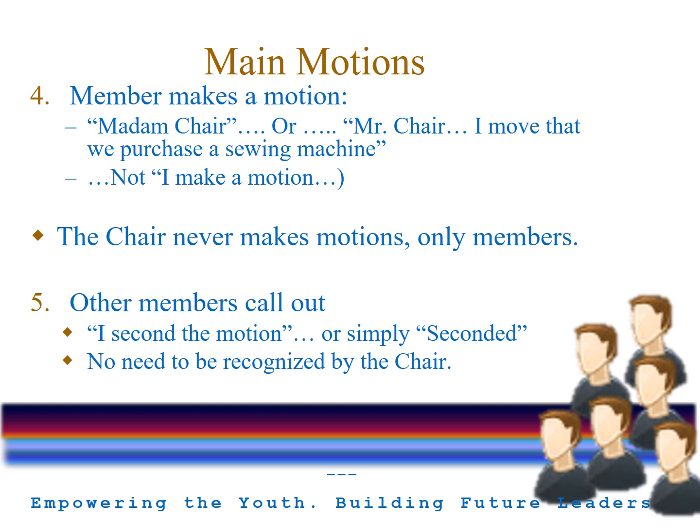If the member is recognized, he or she would now make the motion, which simply states as Madam Chair or Mr. Chair, I move that we purchase a sewing machine. Now, please take note that when you are making a motion, please do not use the personal pronoun I, and make it your own. Like, I make a motion. Instead, since it's a motion, we always use the word move, not make. Then the chair never makes motions, only the members.